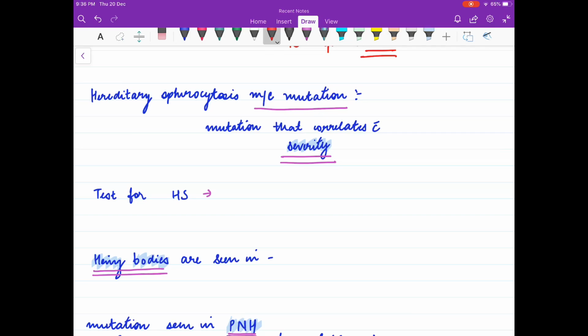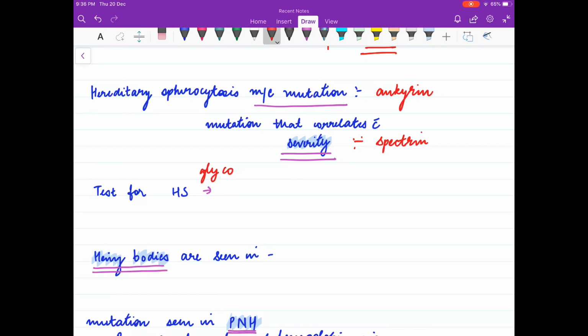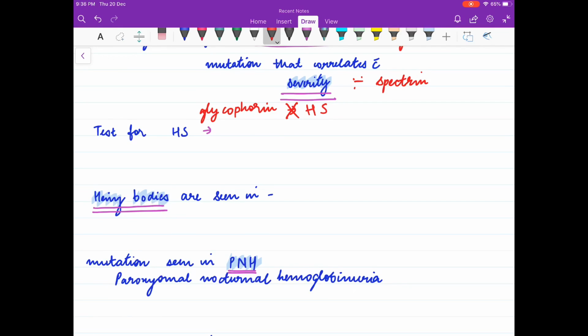Hereditary spherocytosis most common mutation is ankyrin mutation. Mutation that correlates with severity is spectrin mutation. Remember that glycophorin does not take part in pathogenesis of hereditary spherocytosis. Test for hereditary spherocytosis is osmotic fragility test.